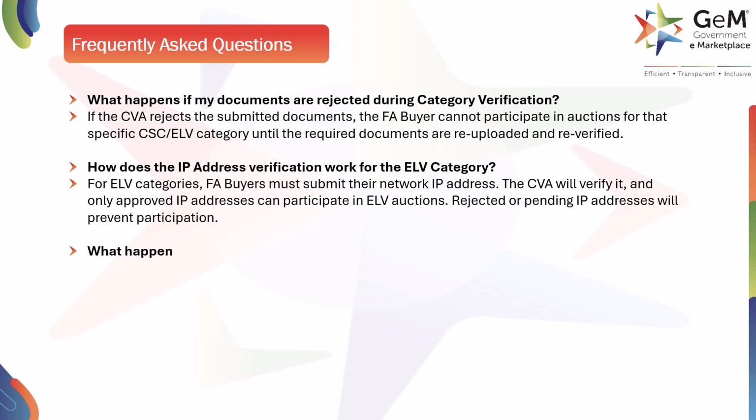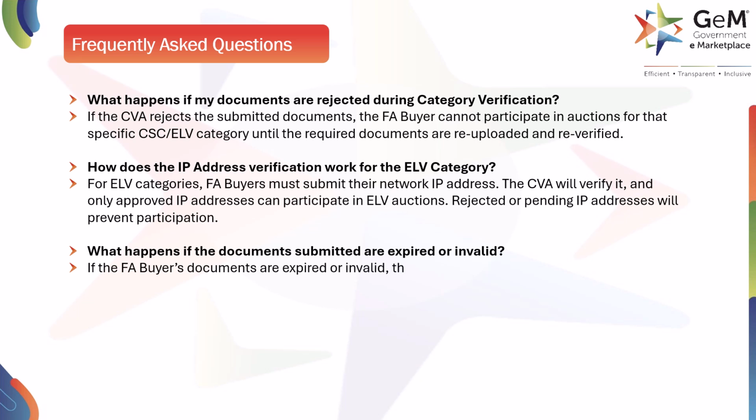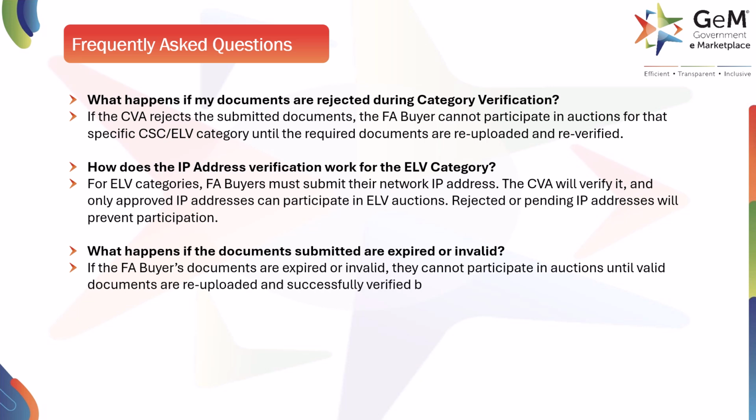What happens if the documents submitted are expired or invalid? If the FA buyer's documents are expired or invalid, they cannot participate in auctions until valid documents are re-uploaded and successfully verified by the CVA.